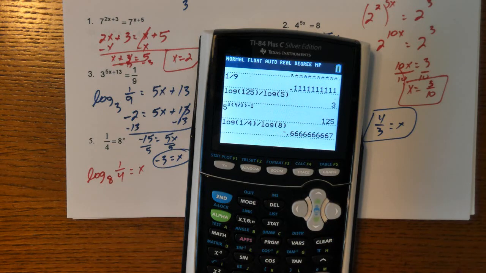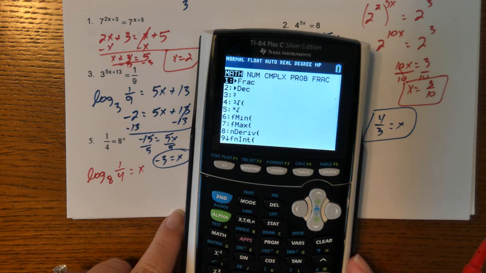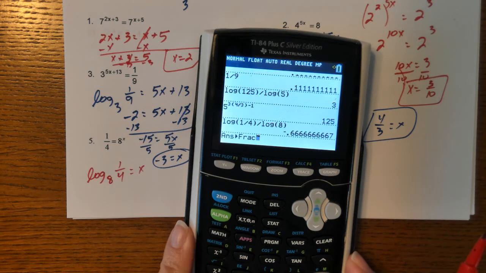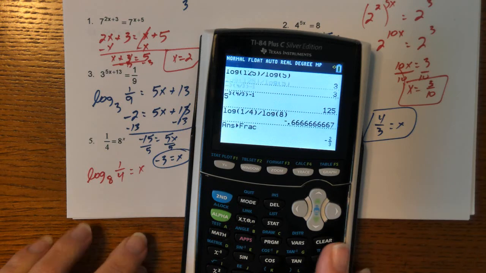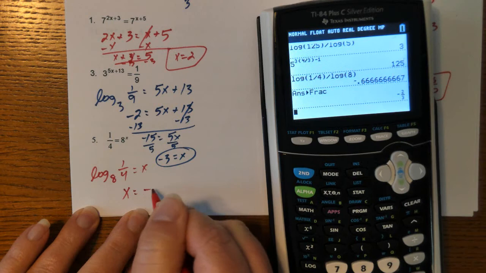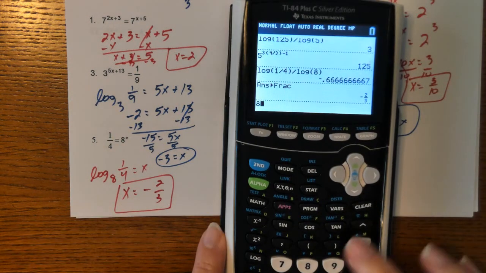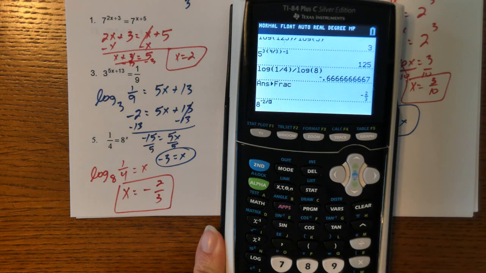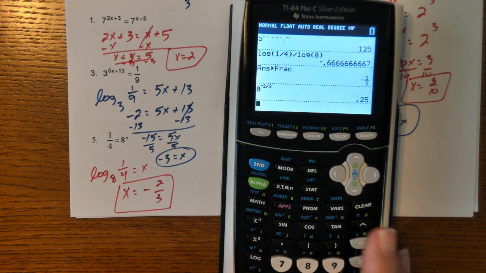Okay? Now, that is an ugly decimal, but it's going to be -2/3. If you want to have the calculator convert it into a fraction for you, remember the math button. Option 1 is convert to a fraction, and it's saying, you want me to take that last answer and make it a fraction? And you say yes by pressing enter. So our answer for x is -2/3. If you want to check, you can say 8 raised to the -2/3, and it'll tell you that it's 0.25. 0.25 is 1/4.